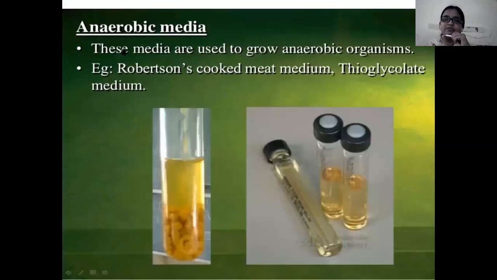Coming to the anaerobic media, as we discussed aerobic and anaerobic media at the start: aerobic means there is oxygen in that media, and anaerobic means there is no oxygen. Here the main thing is we have to remove the oxygen from the medium. They are used for growing anaerobic microorganisms. Examples are Robertson's cooked meat medium and thioglycolate medium.